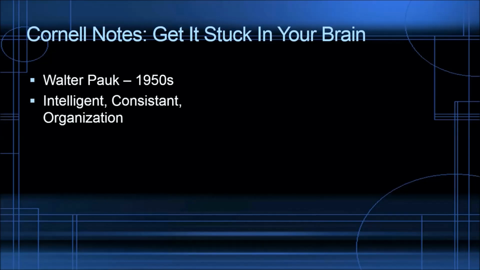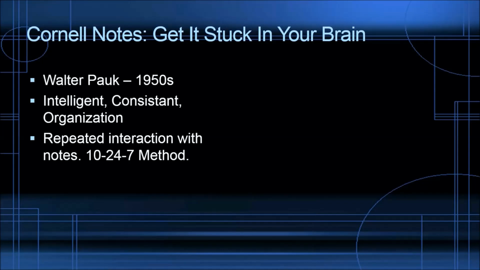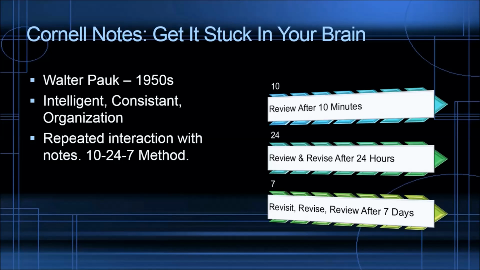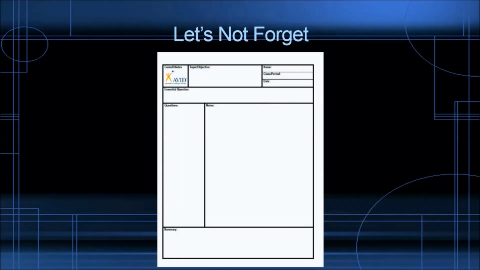This process is based on intelligent and consistent organization, allowing for easy navigation of a user's notes. The method also requires the user to repeatedly interact with the notes after the note-taking process. The user reviews after 10 minutes, reviews and revises again within 24 hours, then revisits, reviews, and revises notes within 7 days, and finally reviews the information for at least 10 minutes per week after the initial note-taking process. This is known as the 10-24-7 method. By using this technique, users can retain up to 80% of the information learned. So, let's learn how to create Cornell Notes so we never have to worry about that pesky forgetting curve ourselves.